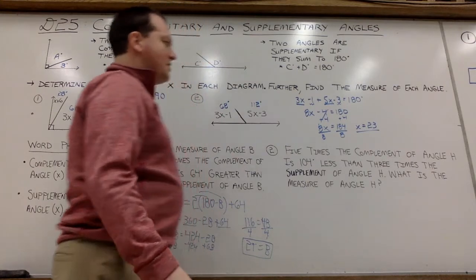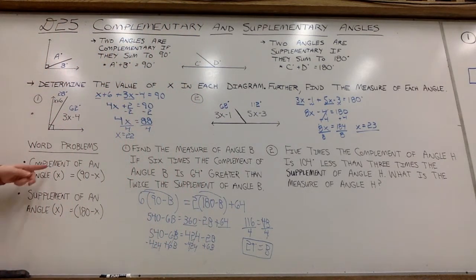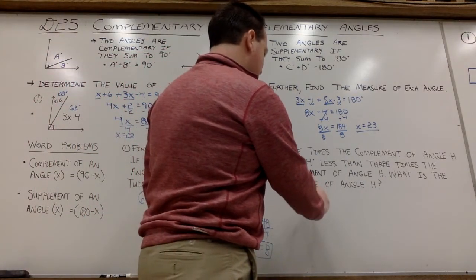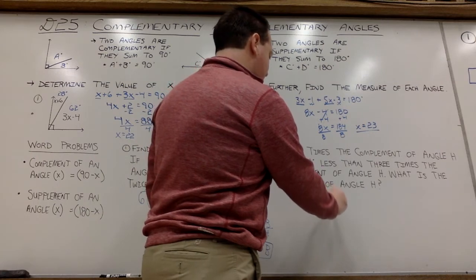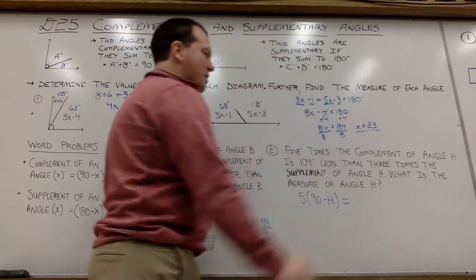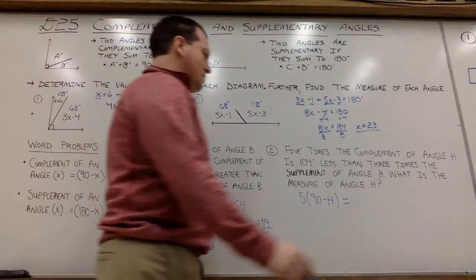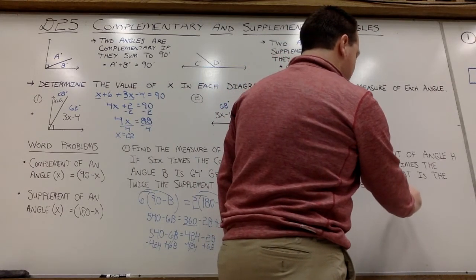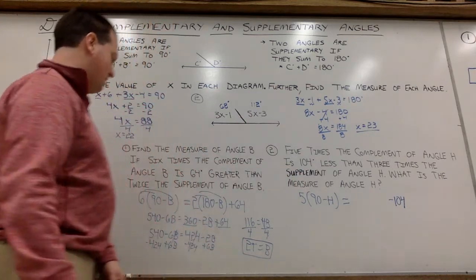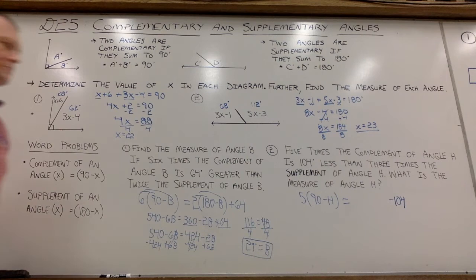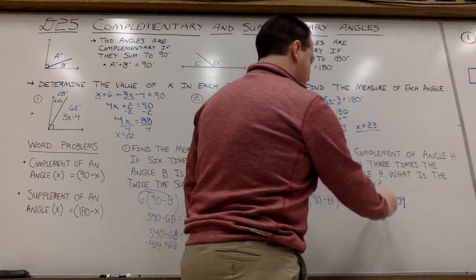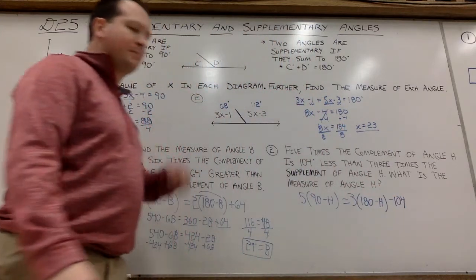Here we're going to start with 5 times the complement of angle H. So complement of an angle is 90 minus its value. So we've got 5 times 90 minus H is equals, now we've got 104 degrees less. So I'm going to go minus 104 at the end, and it's 104 degrees less than 3 times the supplement of angle H. Supplement 180, so I'm going to go 3 times 180 minus H. What is the measure of angle H?